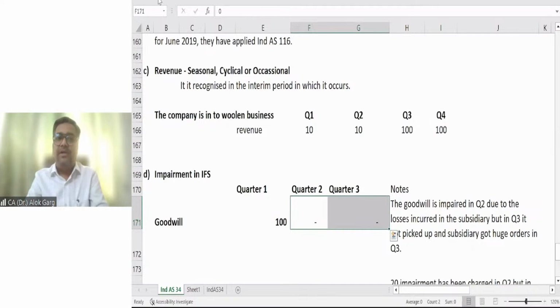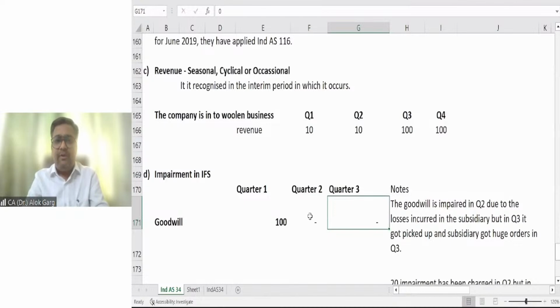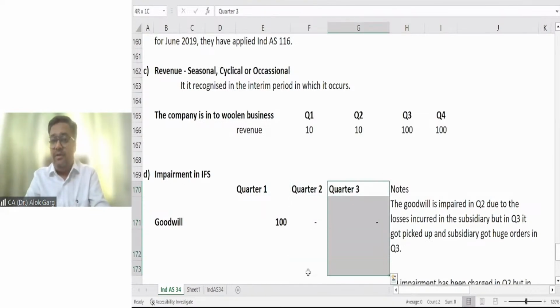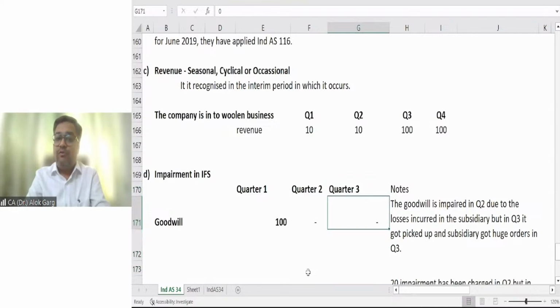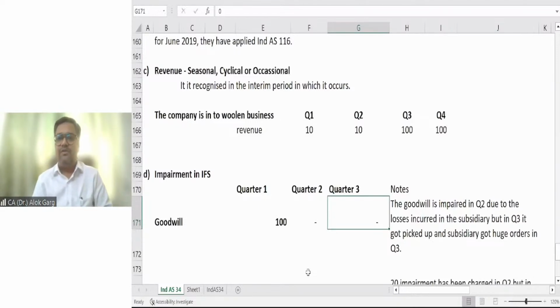And friends, in quarter 3, the subsidiary got better. Why has the company impaired this goodwill? Because there were huge losses in the subsidiary in quarter 2, but in quarter 3 it goes better. So whether this 100 crore impairment can be reversed in quarter 3, what is your view?